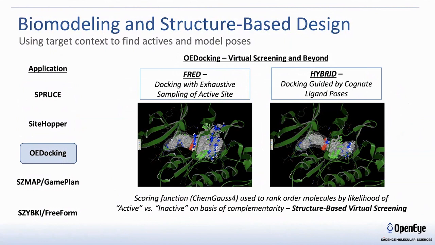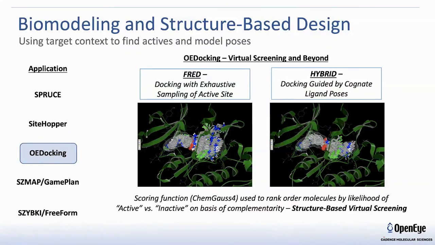Of course, central to our biomodeling and structure-based design solutions is our docking algorithms. All of our docking algorithms are packaged into a single application that we call OE docking, which enables virtual screening and beyond. For virtual screening, our docking engine is known as FRED, which stands for Fast, Rigid, Exhaustive Docking, which exhaustively samples the active site of a protein by taking every conformer of an input molecule, populating the active site with multiple copies of that conformer in various translational and rotational states, throwing away clashes with the protein, scoring with a light scoring function, optimizing the remaining poses, and then finally scoring with the ChemGauss4 scoring function.